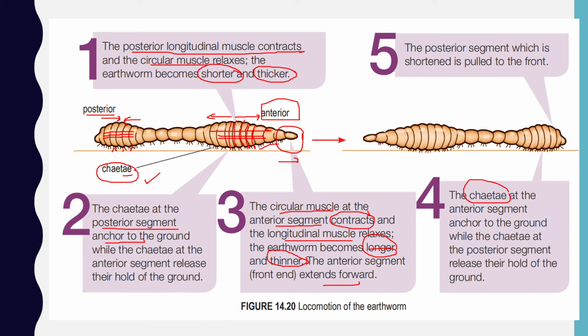Okay, now what happened to this kite is that it is now anchoring to the ground. That means touching the ground at this moment. While the kite at the posterior segment release their hold off the ground. Yang posterior segment itu sudah tidak menyentuh permukaan. So it's like opposite to step 2 just now lah. Okay, so the last step, number 5, this mechanism says that the posterior segment, which was shortened, okay, posterior segment di sini yang tadi memendekkan is now being pulled forward. Okay, so that is about it on the locomotion of the earthworm.